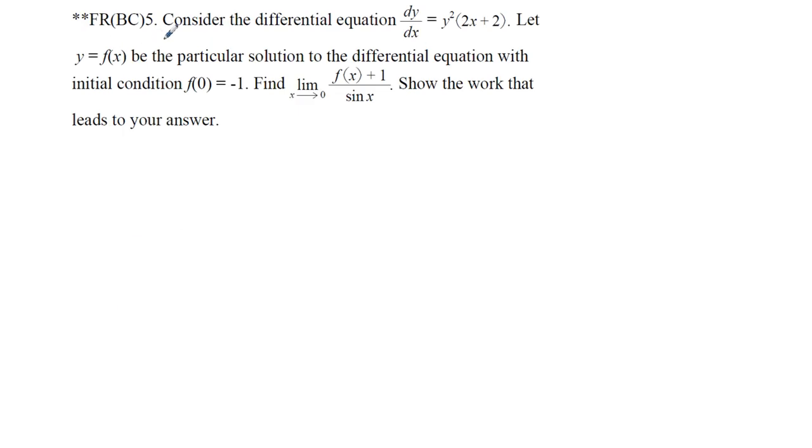Next, problem 5. Consider differential equation dy dx equals y squared times quantity 2x plus 2. Let y equals f of x be the particular solution to the differential equation with initial condition f of 0 equals -1. And then find the limit as x approaches 0 of f of x plus 1 over sine x. Show the work that leads to your answer.